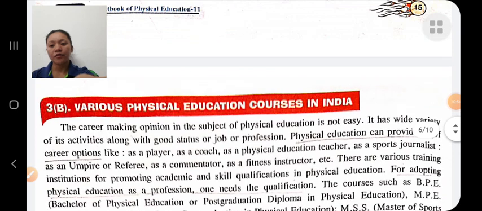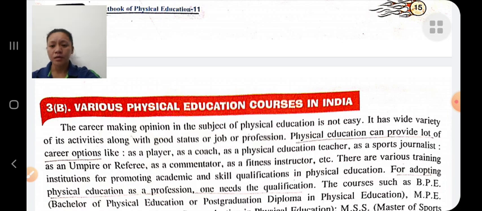Next are various physical education courses in India. For making a career in physical education, you have to do various courses. Physical education can provide a lot of careers, such as coach, referee, umpire, physical education teacher, fitness trainer, physiotherapist. These are the careers.